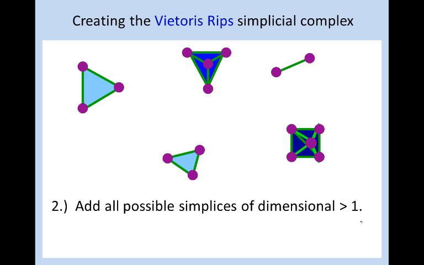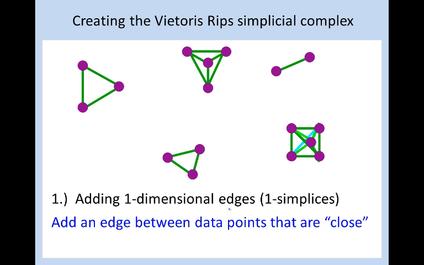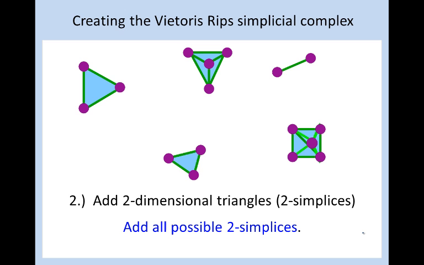Note that we can also get the same complex by adding one dimension at a time. So like we did in the last lecture, we start off with zero simplices. So since we have our data points, we have our step zero. In step one, we add our edges, and we add the edges whenever the points are close. In step two, we add all possible 2-simplices. So whenever we have a triangle, for all the triangles, we add our 2-simplices. In step three, we add all possible 3-simplices.